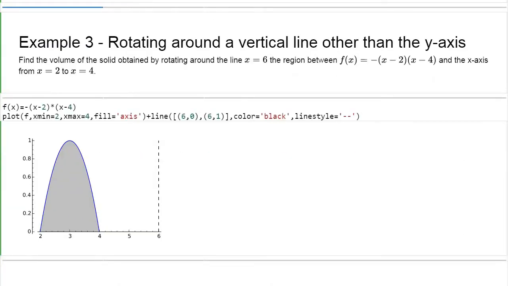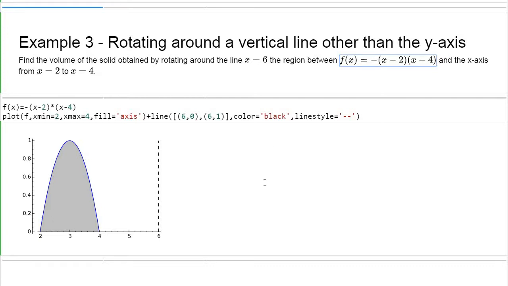Alright, what if you rotate around a vertical line other than the y-axis? Let's do an example of that. So here I have this function. I want the region between that and the x-axis from x equals 2 to x equals 4. This region is positive, so we're above the x-axis here. But I'm not going to rotate around the y-axis. Instead, I'm going to rotate it around the line x equals 6. So this is my axis of rotation. So we're taking this thing and rotating around there. This is going to give us a bundt cake looking thing again.